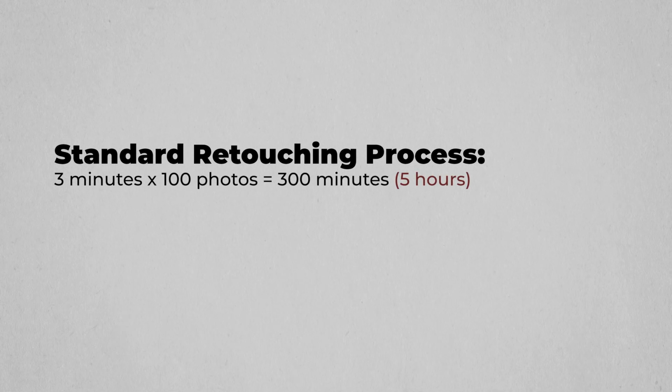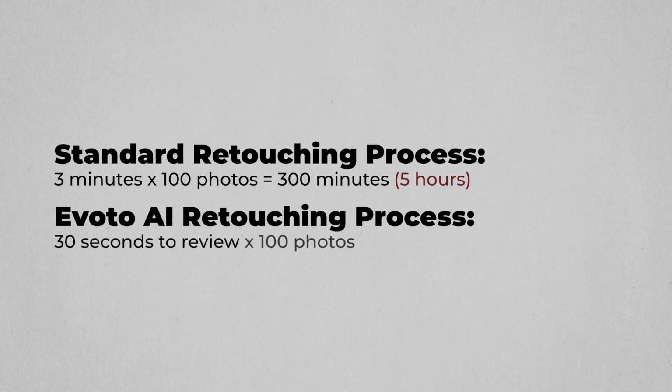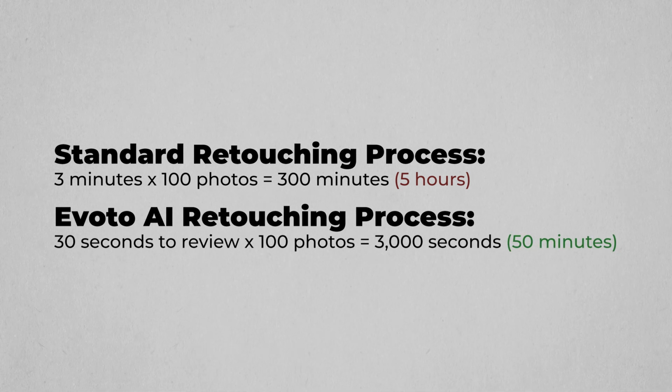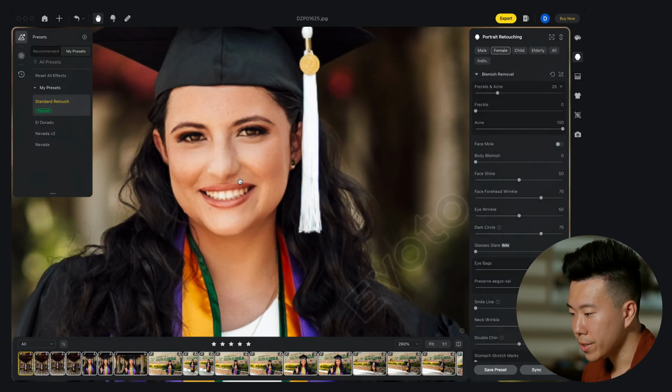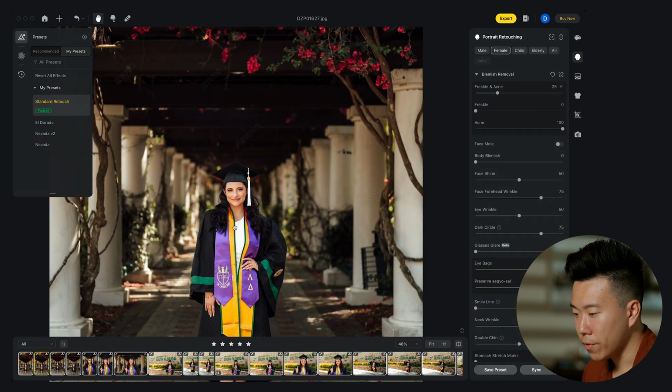Here's some quick math, right? If I normally take, let's say, 3 minutes to retouch a photo, and there's 100 photos, that's 300 minutes. That's 5 hours I'm spending retouching a single client set of 100 photos. Using Evoto, I can just go ahead and apply my standard retouching to every single one of my photos and spend maybe around 10, 15, 30 seconds reviewing every single one of those photos, right? Hop in here, zoom in, make sure everything looks good, right? Look around, and then move on to the next photo.